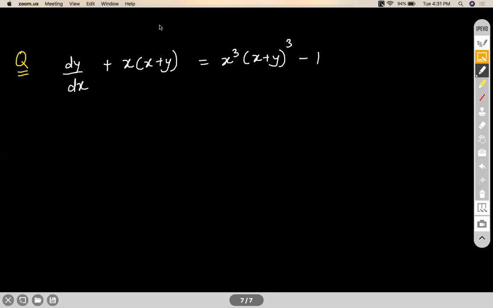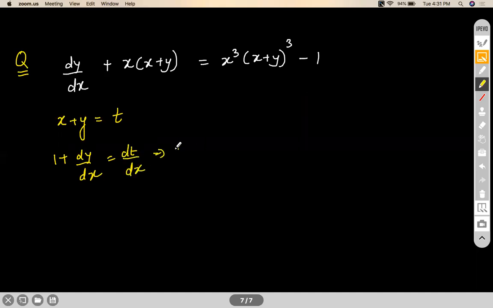Okay, since you have to cover a lot of ground today, I'll also start solving it with you. So the first thing that I would do over here is replace your x plus y with another variable. Let us call it t. So 1 plus dy by dx will become dt by dx. So dy by dx will become dt by dx minus 1. Okay, so replace it over here.